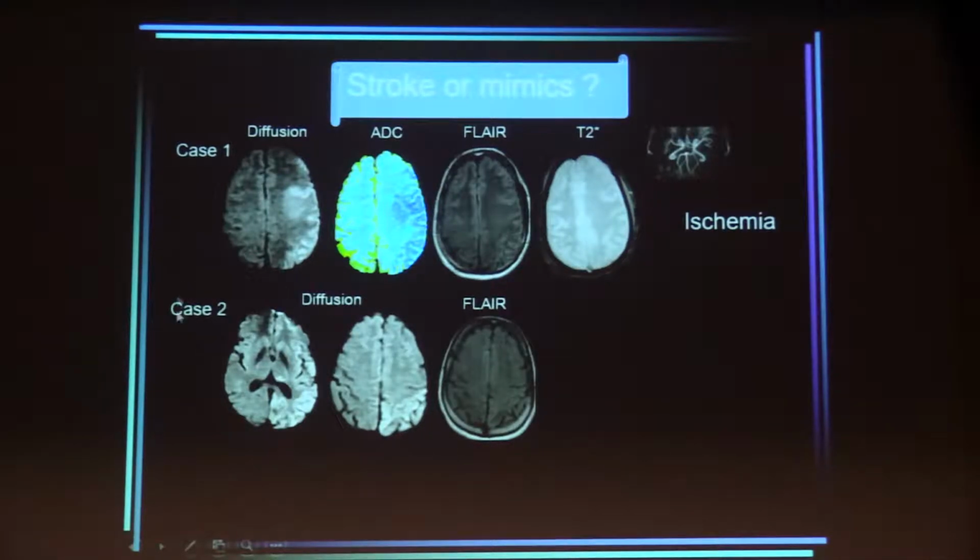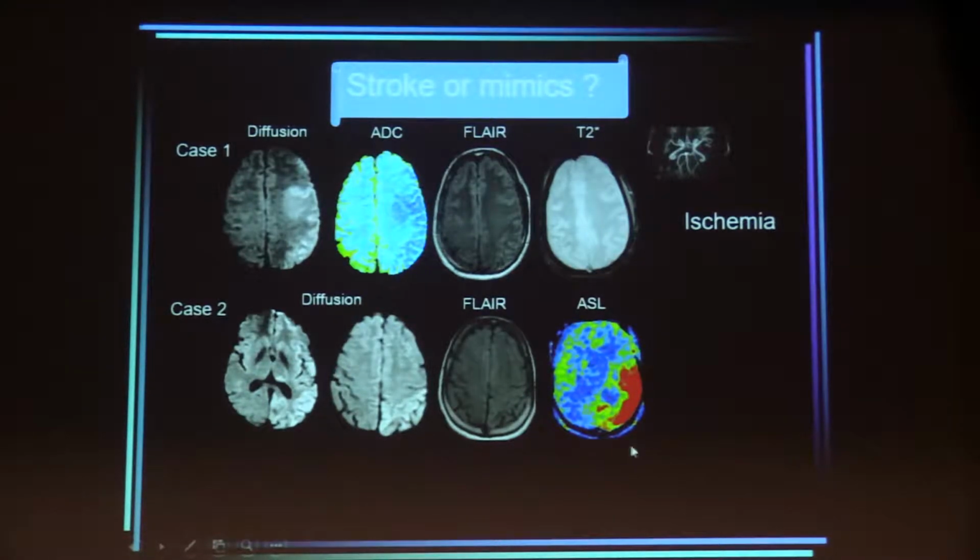And if this patient presents as an acute stroke and the question is whether to give TPA or not, you have to confirm that there is an arterial occlusion, which was not the case here, and complete the exam with a perfusion sequence. Here it's an ASL that shows that there is a hyperperfusion and not a hypoperfusion, which would be expected in a case of acute stroke.